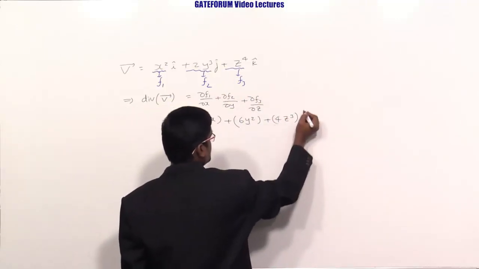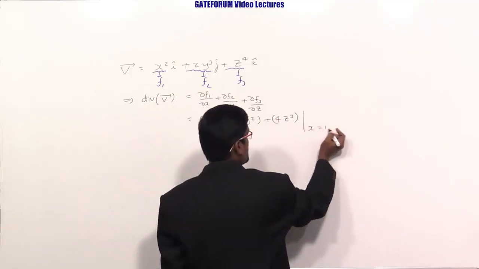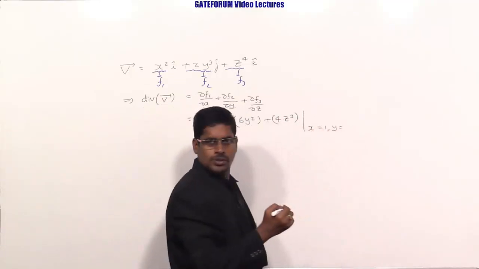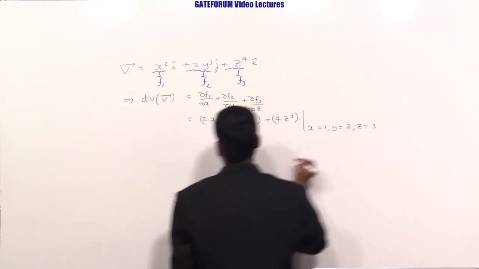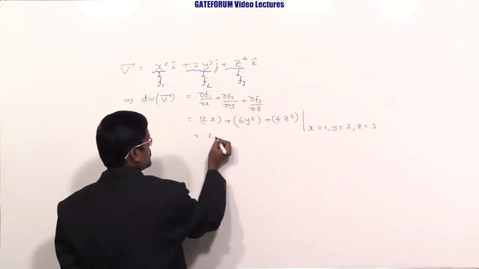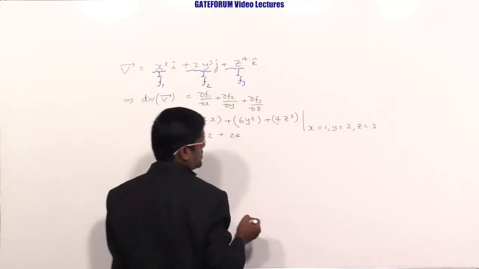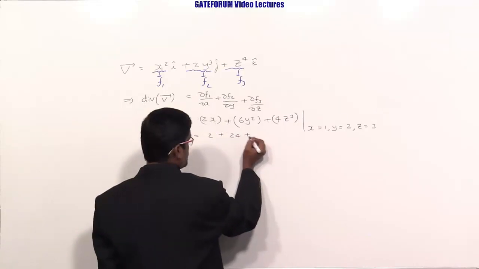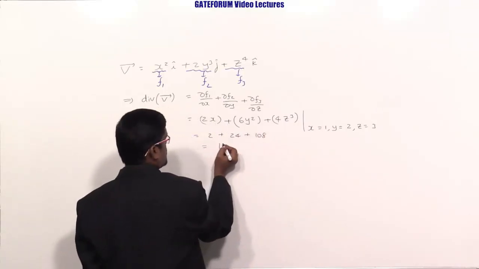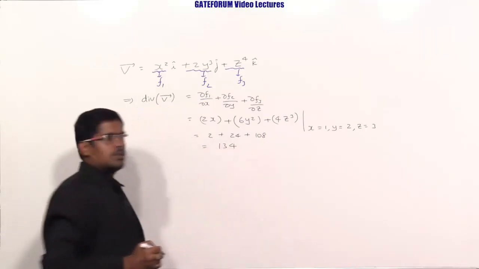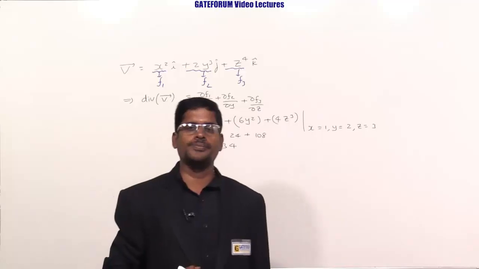So they are asking at x is equal to 1, y is equal to 2, z is equal to 3. So 2 into 1, 2. y square 4, 6 into 4, 24. z cube 27, 27 into 4, 108. So this is 110 plus 24, 134. So the answer is 134. This is end of the question.